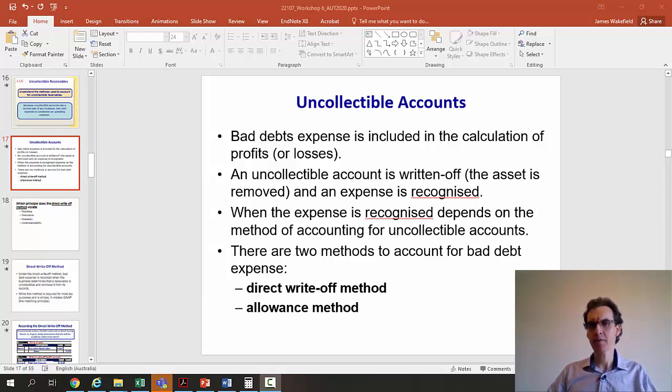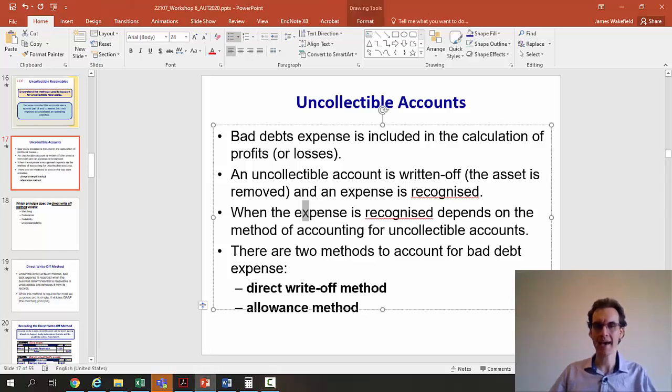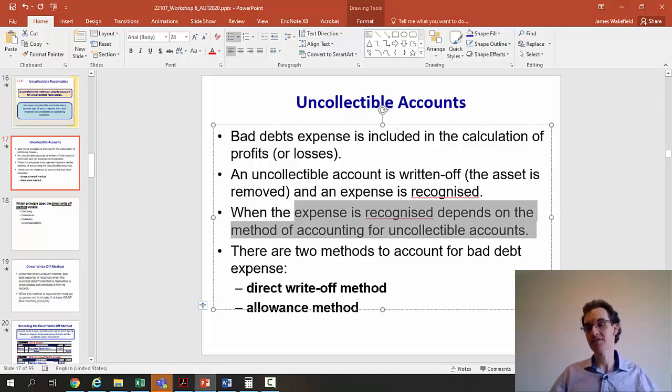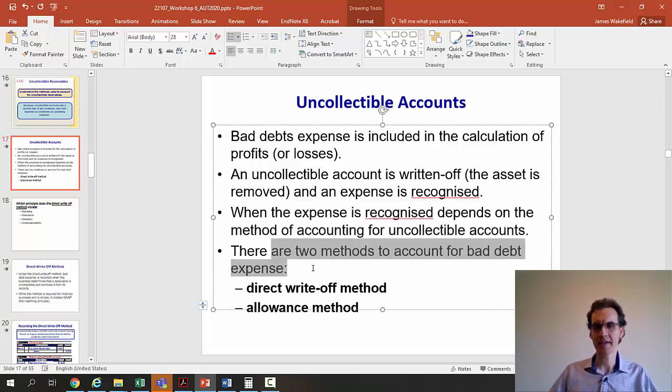So an uncollectible account is written off and an expense is recognized. When the expense associated with a bad debt is recognized depends on the method that we use to account for uncollectible accounts. Today we're really going to be looking at a number of choices that businesses can use to account for bad debts, and the choice that is chosen will determine the profits that the business recognizes. There are two methods to account for bad debt expenses that we're going to look at today. The first one is the direct write-off method.